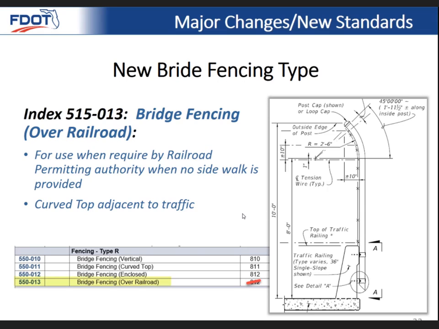This is only to be used when required by the railroad permitting authority, and if there is no sidewalk, such as a limited access facility, then this is probably going to be your only option to get that permit through.